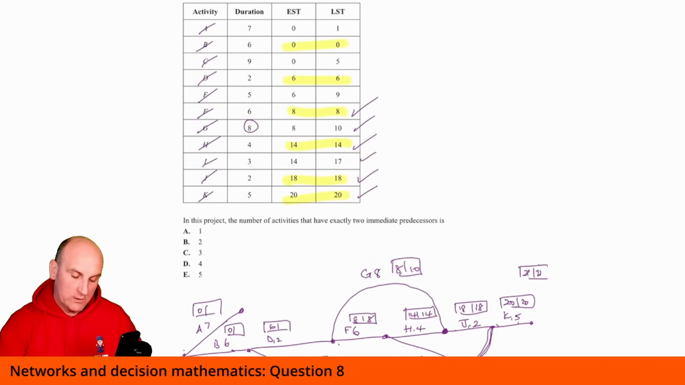E, we've got to work out where to connect it. So something minus 5 has got to give me 9. So 9 and 5 gives me 14. It's got to connect into the end of there, because that 14 minus my 5 has got to give me 9. We've done that one there. 6 and 6 is already on the critical path, so we'll leave that one there.